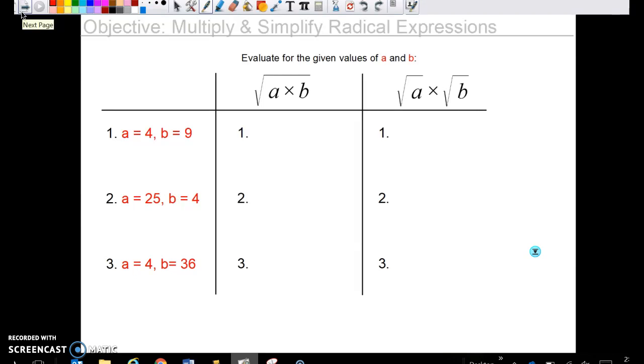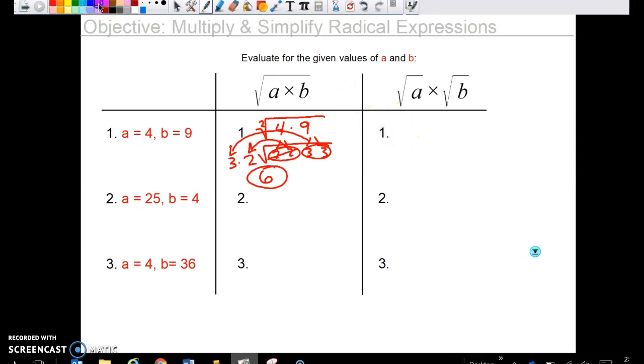So let's investigate what happens if A is 4 and B is 9. I want to take the square root of A times B versus the square root of A times the square root of B. If I multiply underneath the radical, I have 4 times 9. That breaks down into 2 times 2 and also 3 times 3. Because it's a square root, I can take out a group of 2's and a group of 3's. The 2 goes on the outside as a single 2, the 3's go out as a single 3. I get 6, and there's nothing underneath the radical.